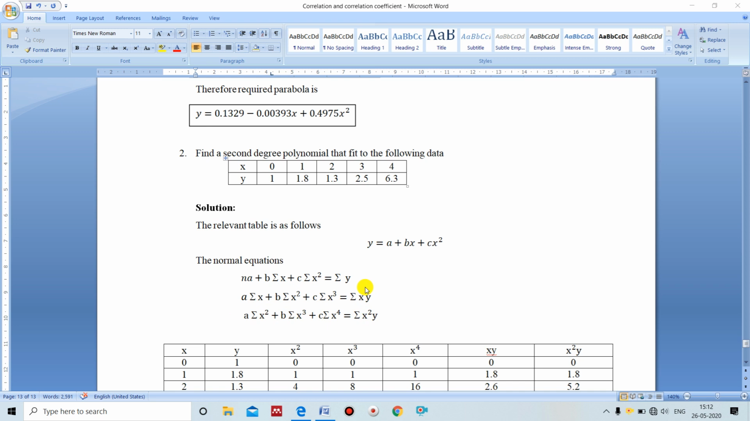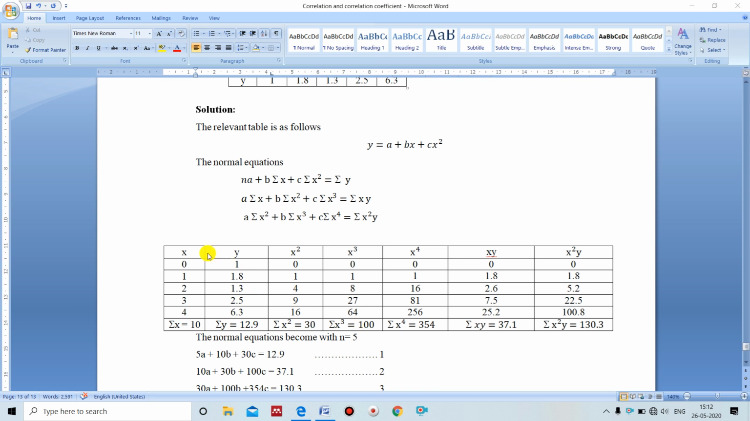So depending on the normal equations, we prepare the table. We require summation of x, summation of x square, summation of y, summation of xy, summation of x cube, summation of x raised to 4, then summation of x square y. So to get these values, we prepare the table. This is the table. X is given, y is given. X is 0, 1, 2, 3, 4. Y is 1, 1.8, 1.3, 2.5, 6.3.